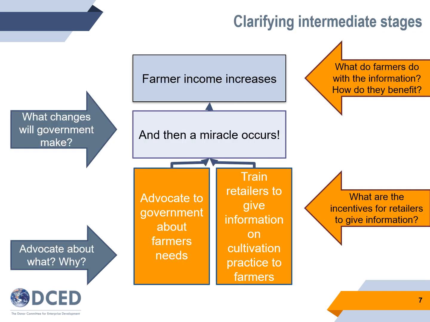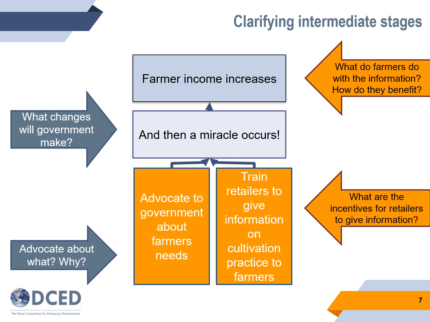Let's take this example. On the left-hand side, you're advocating to government. But what are you advocating about? Why are you doing it? What changes do you expect from government, and how do these changes increase income of farmers? On the right-hand side, you might be interested in what the incentives are for retailers to give this information, why they give it, what do farmers do with this information, and how does this lead to a benefit?